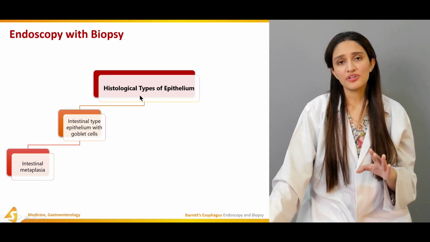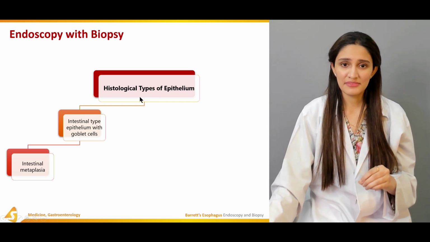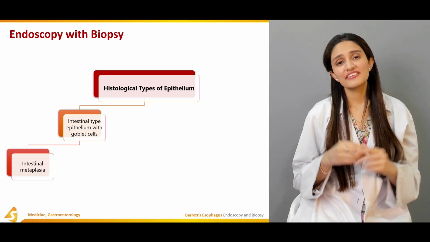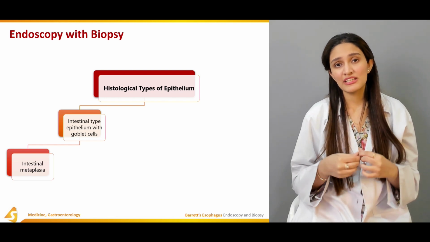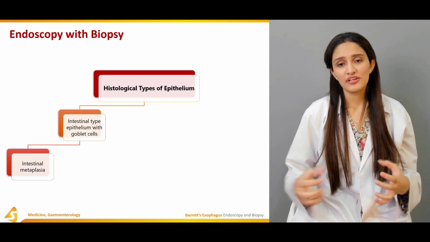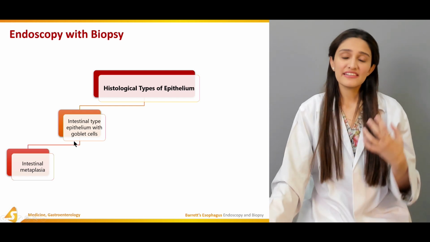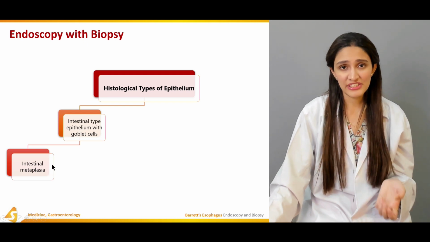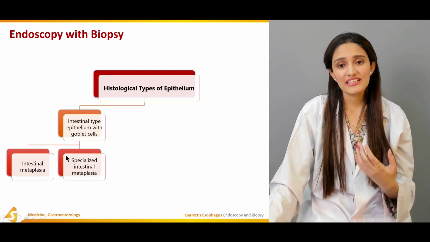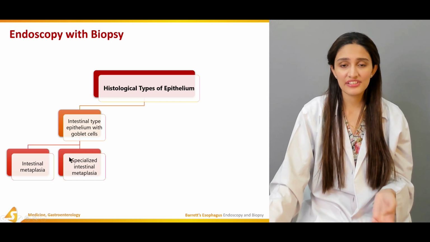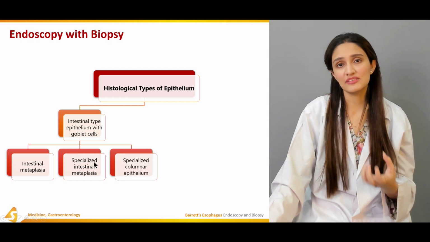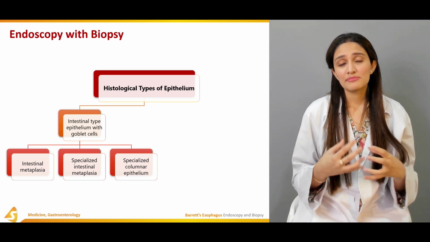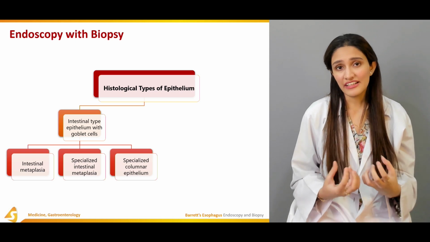There are two different histological types of epithelium. The first is the intestinal type epithelium with goblet cells. This means that the abnormal epithelium has a more intestinal look with the presence of goblet cells. It has three different names. The first name is intestinal metaplasia. The second name is specialized intestinal metaplasia, and the third name is specialized columnar epithelium. This is all specifically talking about the epithelium that has a more intestinal look.